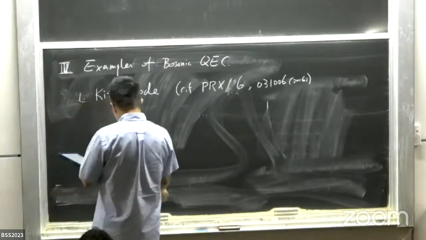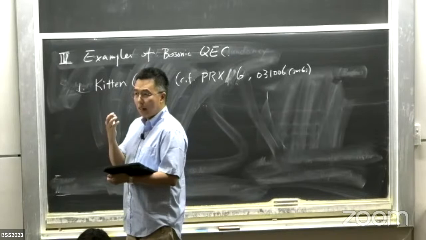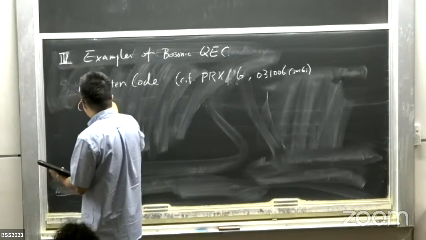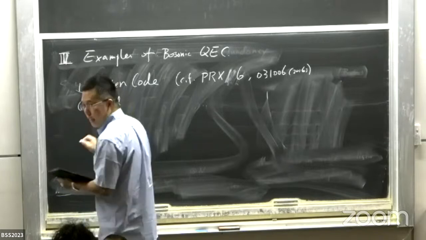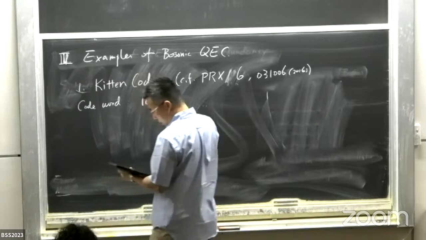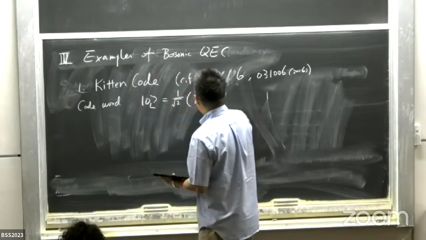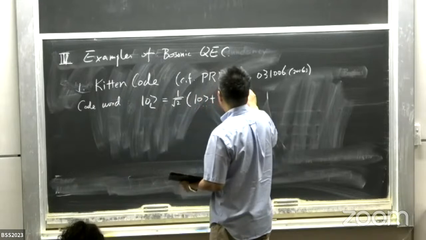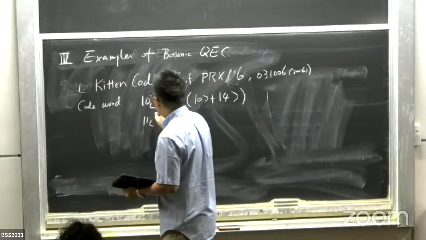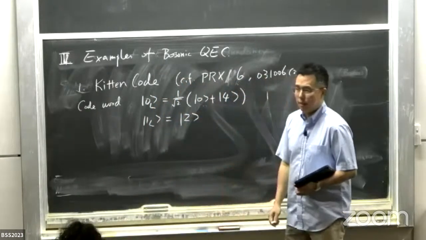But the hidden code, so when we specify error correcting codes, we need to specify, I would say, at least two things. One is what's the code word, and the other is what is the error it can correct. So for the code word for the hidden code, the zero logical is an equal superposition of Fock state 0 and Fock state 4. And the one logical is just the 2 photon Fock state.